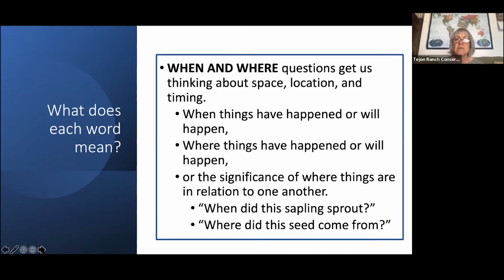So let's talk a little bit about when and where. These questions get us thinking about space and location and timing. So when and where: when things have happened or will happen, where things have happened or will happen, or the significance of where things are in relationship to one another. Examples: when did the sapling sprout? Where did the seed come from?